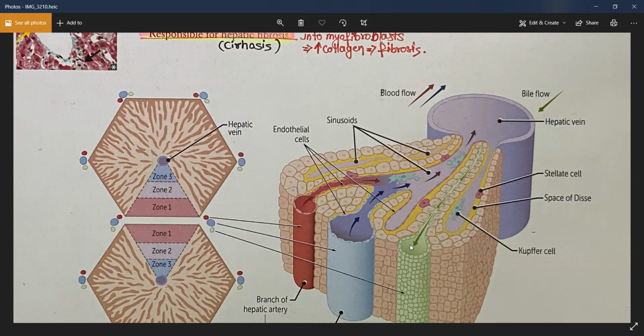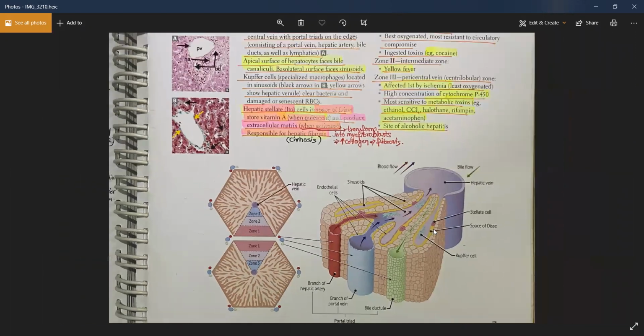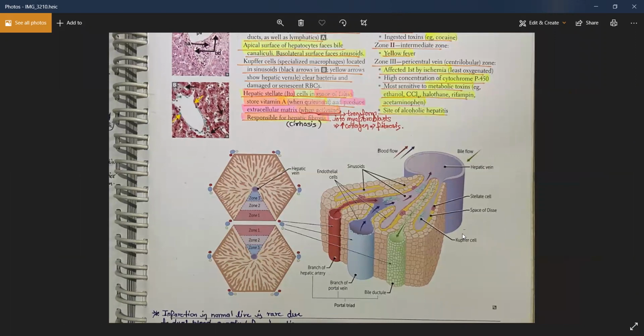The bile will be on the apical surface, and the blood or the sinusoid will be on the basal surface. So this is the anatomy of your hepatic lobule. Any doubts so far?